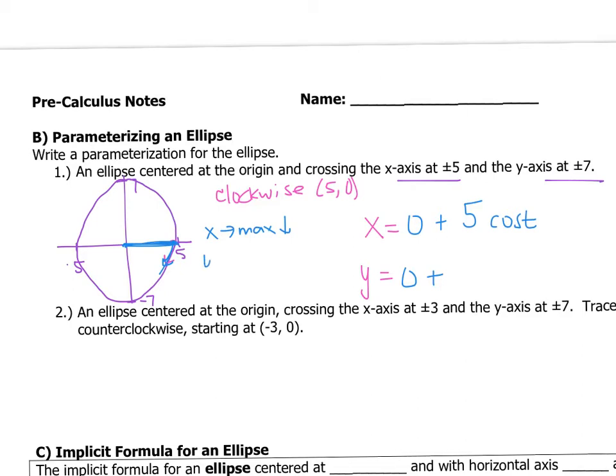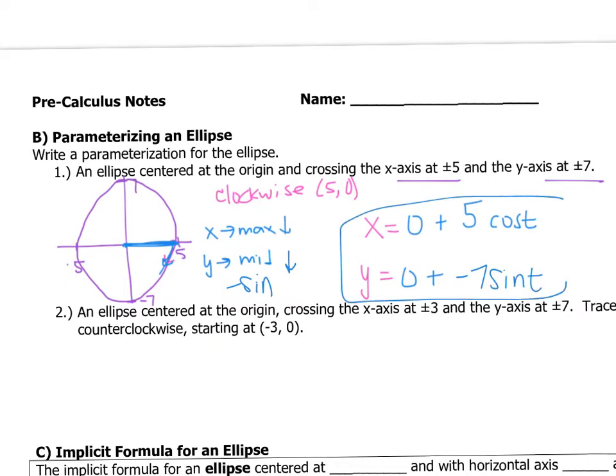For y, our y value is at the midpoint, and we are going down. So because that y value is at the middle point and is decreasing, we know we need to use sine, but sine typically increases there, so we're going to make that negative. So this is going to be plus a negative sine t. So there are the parametric equations.